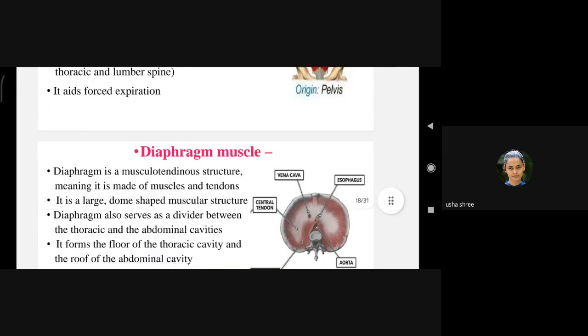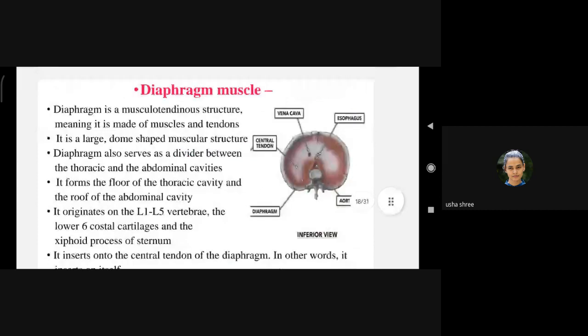Now, one of the most important muscles in respiration, that is the diaphragm, has come here, and it looks like a dome. Like the domes of temples you have seen, or in masjids you have seen domes of that shape. Our diaphragm muscle looks like that dome shape.